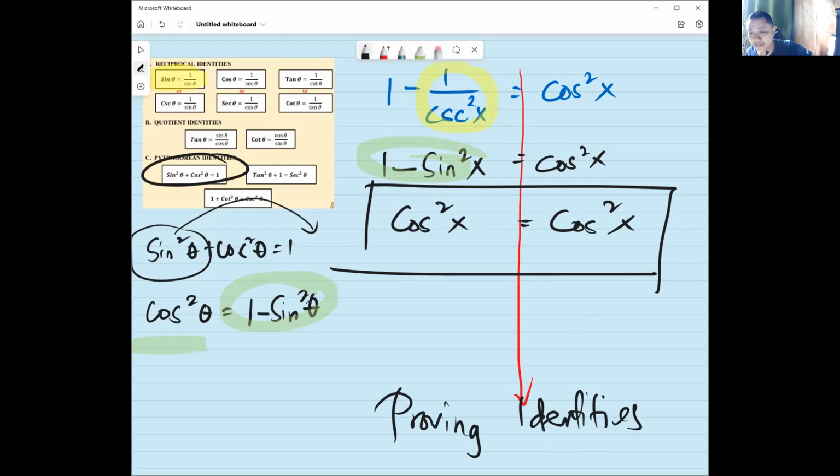So, do you have other question or concern? Ganun lang po yung process ng proving identities. Paulit-ulit lang siya. This is very similar to simplifying trigonometric identities or expressions. Okay? That's it. Do you have other question or concern?